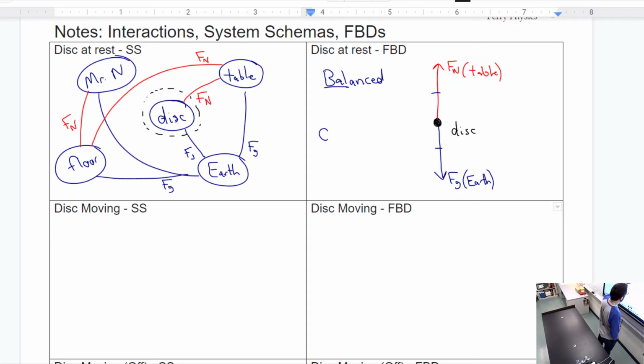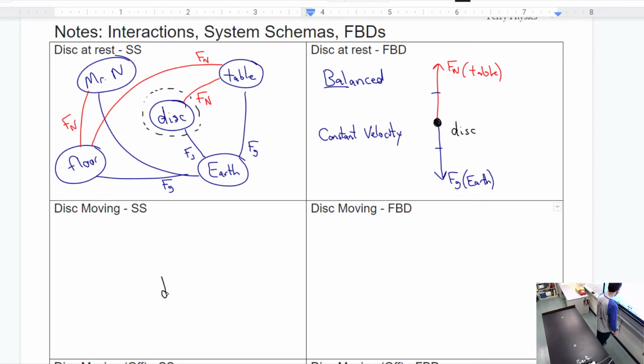And it was also moving at a constant velocity. Okay, so it's a constant velocity and it was balanced. The velocity happened to be 0, but it was a constant velocity. That's the first one. And our second one, we still have the same objects.